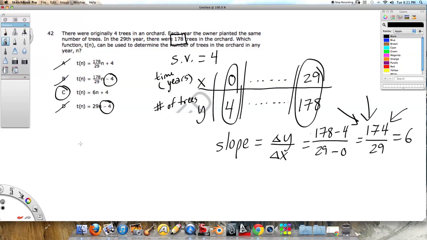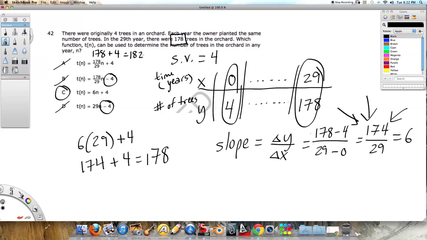So let's say year 29: 6 times 29 plus 4. Plug this in your calculator. 6 times 29 is 174, and you add 4, and you get 178. If you were to plug in 29 here, you would get 178 plus 4, which is 182, and that's not how many trees we expect in year 29. So we know A isn't correct, but C is. All right, so the answer is C.